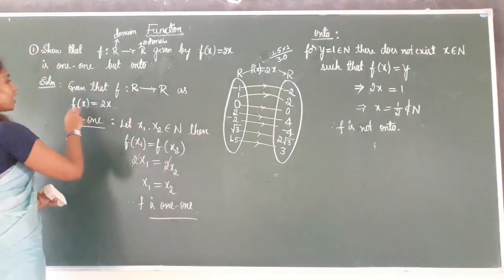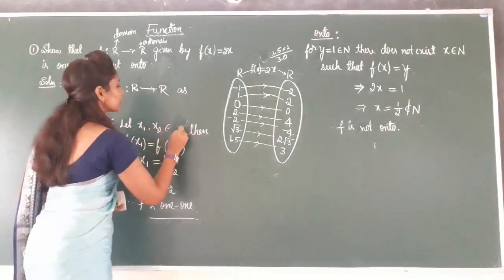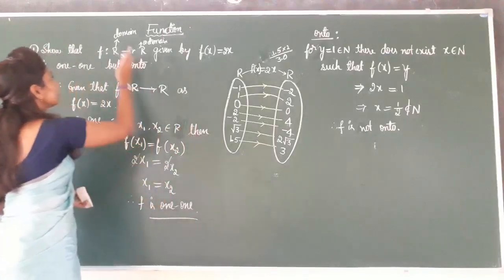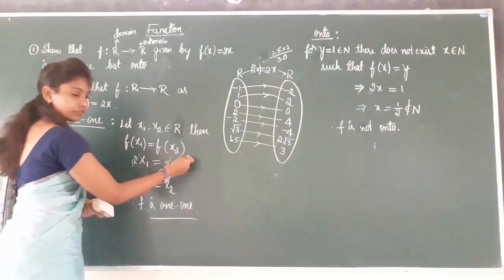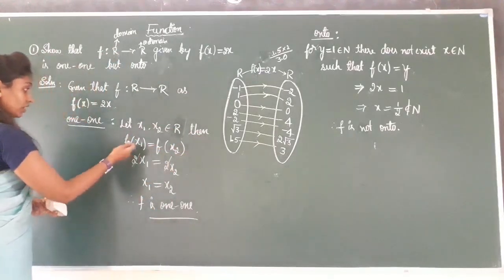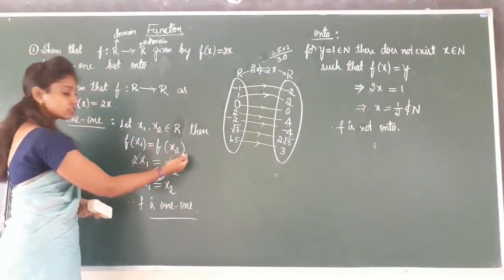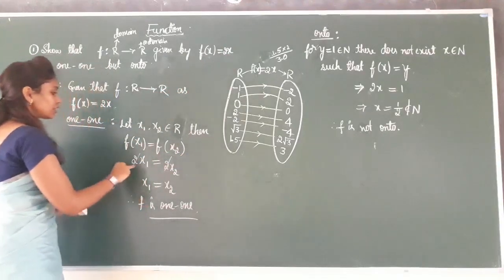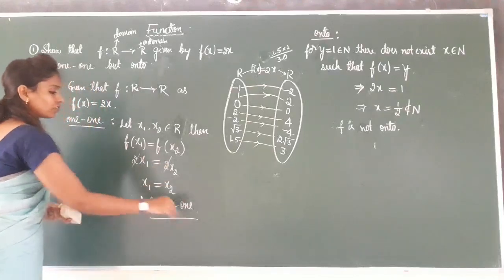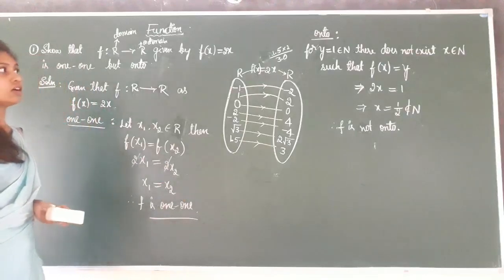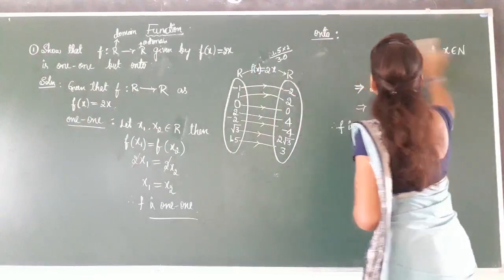F of x is equal to 2x. For 1-1, let x1, x2 belong to the domain. Here the domain is real numbers, that is capital letter R. Then f of x1 is equal to f of x2. Here f of x1 is given as 2x1, which is equal to f of x2, meaning 2x2. Here also 2 gets cancelled, then x1 is equal to x2. Therefore f is a 1-1 function. For onto function, observe here.